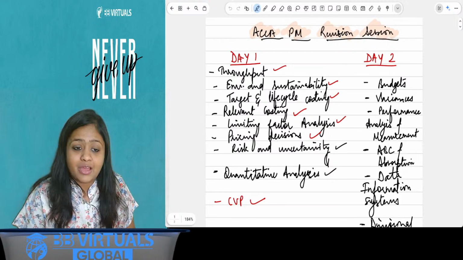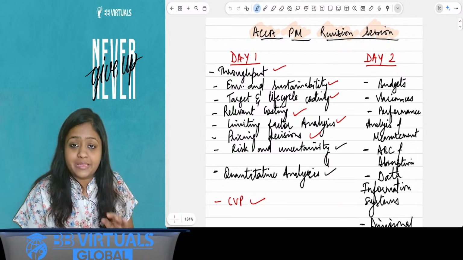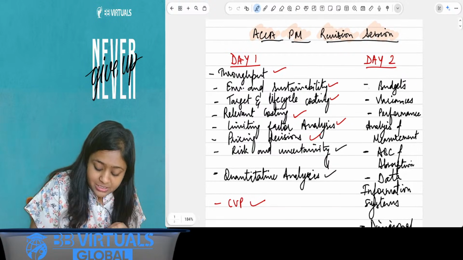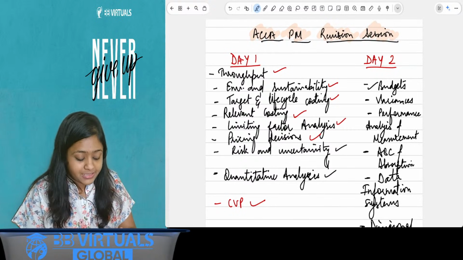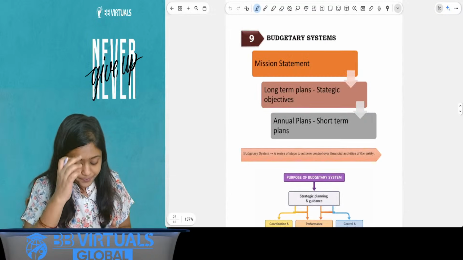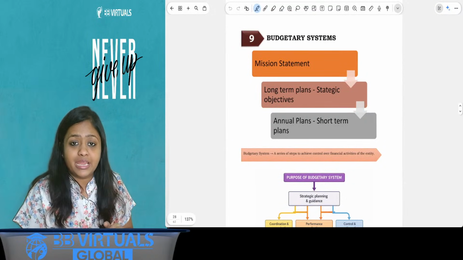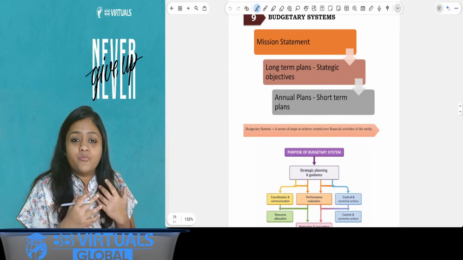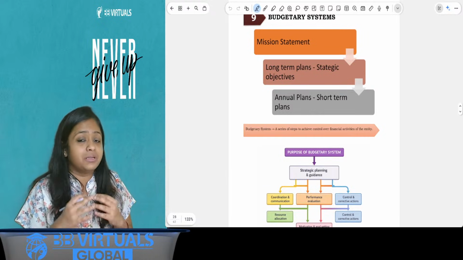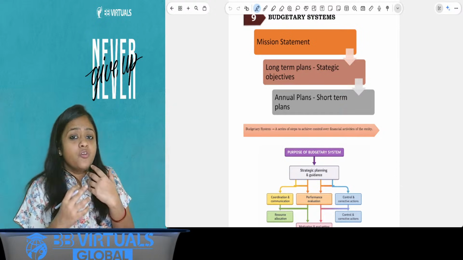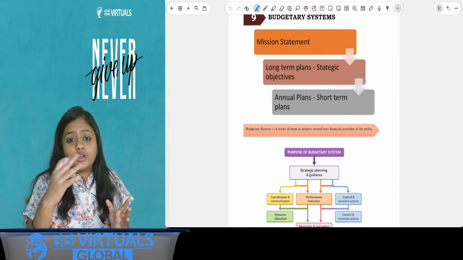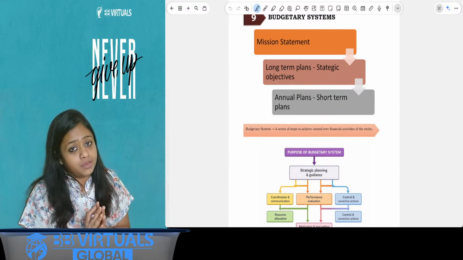Okay, so the first topic that I'm going to take up today is budget and budgetary systems. Eyes on my screen when I take that topic. First thing that I would like to discuss quickly is, ma'am, what are budgets? Budgets are nothing but the targets, the standards which are set by the organization for the entity to achieve over a particular period.